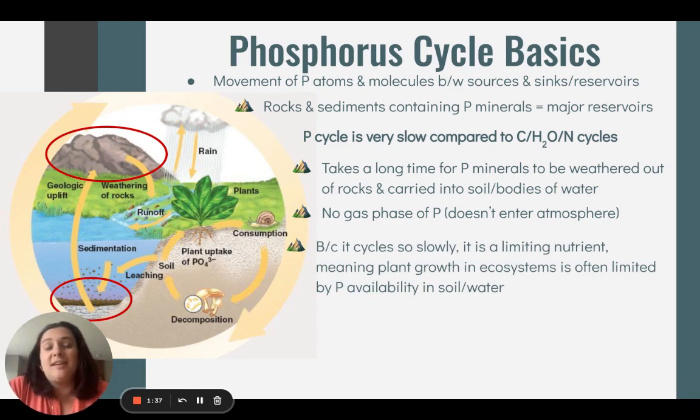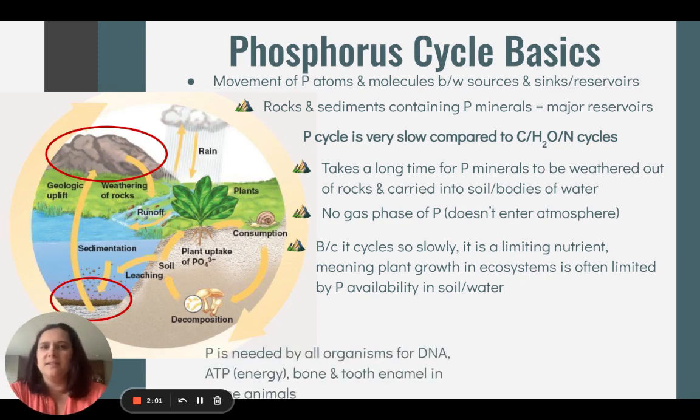The other interesting thing is that because this is such a slow process, phosphorus is often a limiting nutrient. We've been talking about limiting factors and limiting nutrients in class. This is a big one. Plants need this in order to grow. So how much of this is present in the soil and the water of the environment is going to determine how many plants can grow.